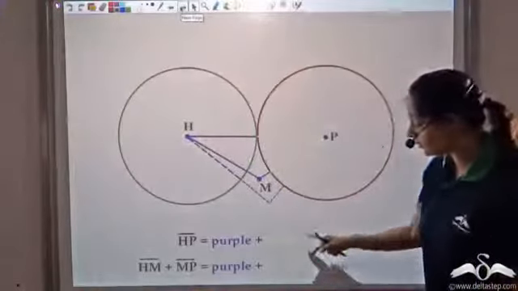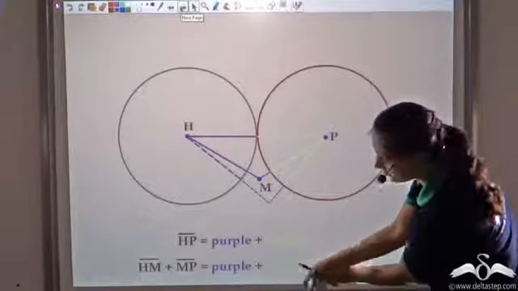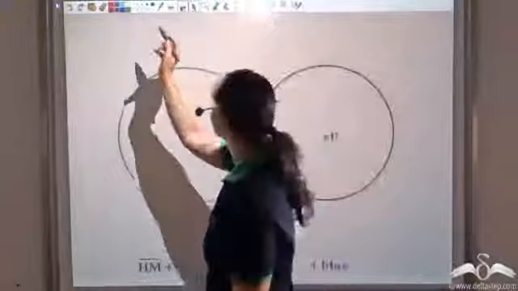So, when would this be equal to HP? When I don't have this blue. So, HP and HM plus MP will be equal. So, let's try to decrease this blue. Let's try to remove this blue from here now.